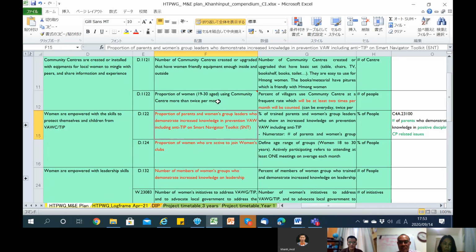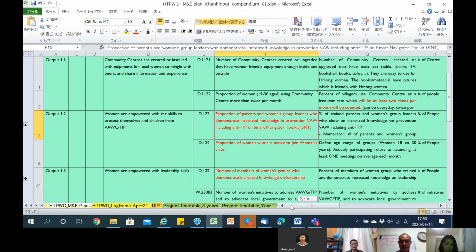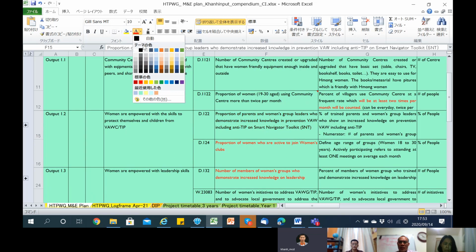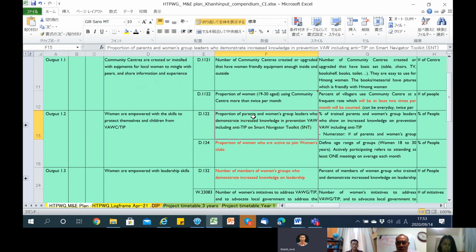Hold on. Which one are you talking about? The output one, the indicator. Women are empowered with skill to protect themselves and children from violence. Okay, so proportion of parents and women's group leaders. This one. Yeah. So parent here, I think it should change to woman, proportion of woman.